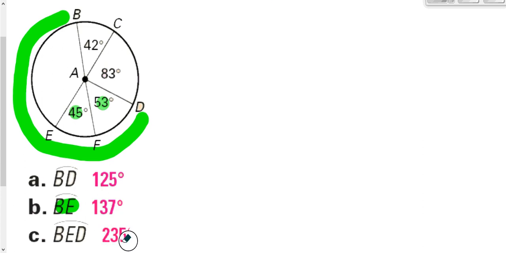So once again, remember, 3 letters is a major arc. That's over 180 degrees. 2 letters is a minor arc. That's under 180 degrees. So once again, these are all the central angle ideas that we have to work with, using those ideas of major and minor arcs.